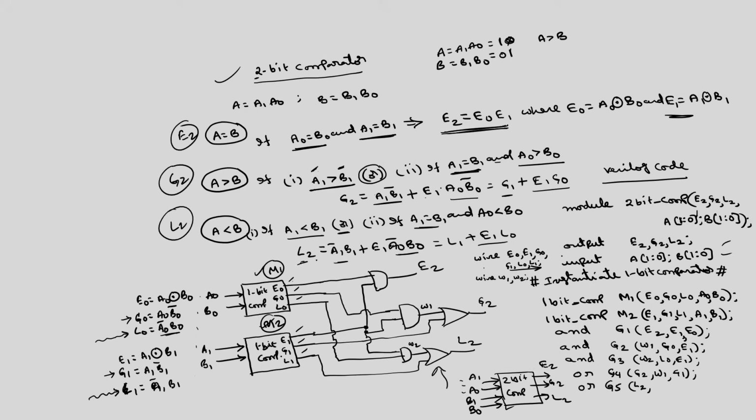To get the L2 output, I have defined W2, and the other one is L1. This L1 we have defined as a wire which we have generated using these 1 bit comparators. So, we have got the final 3 outputs, greater than, less than and equal, E2. This is end module.